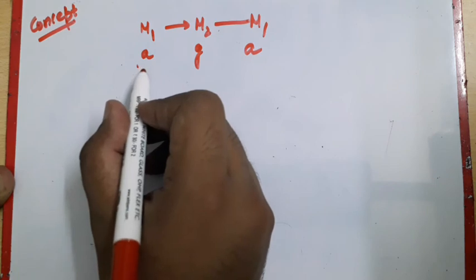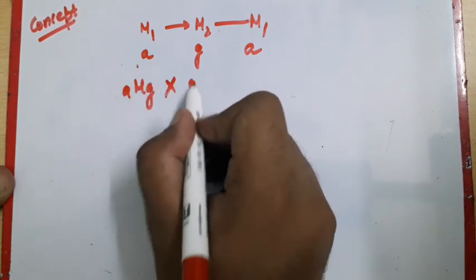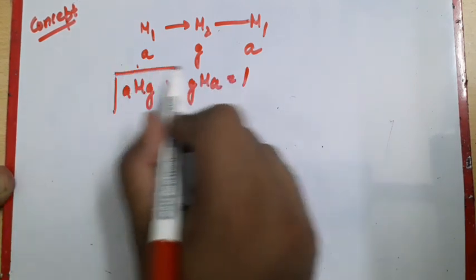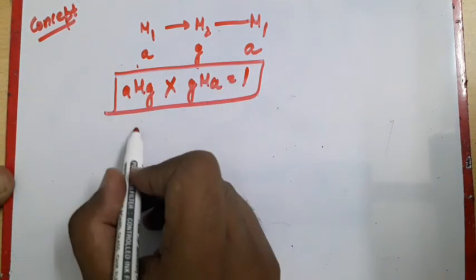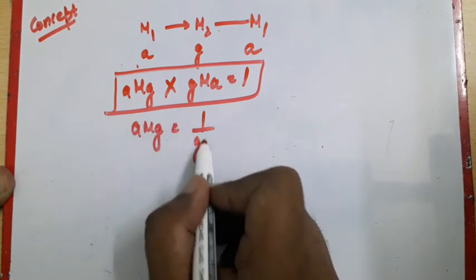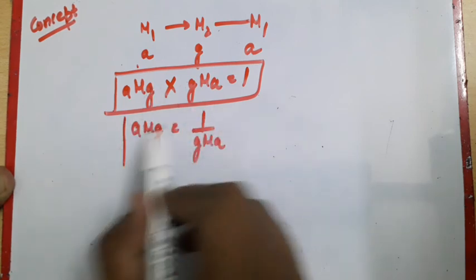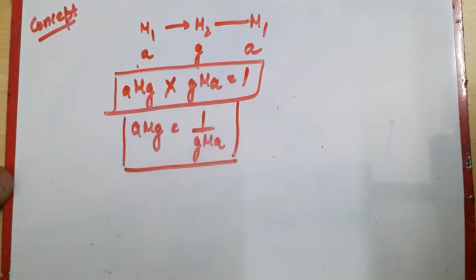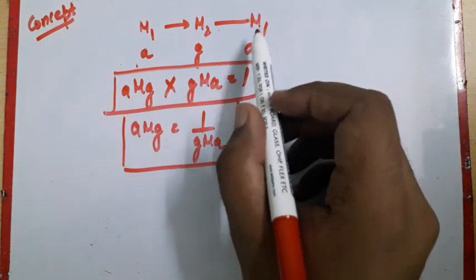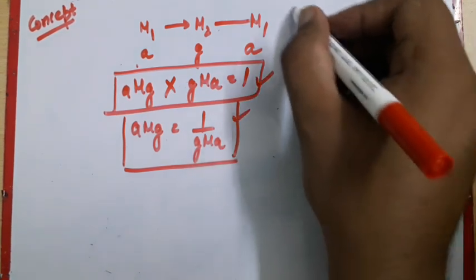So what you can do is, light going from air to glass, g mu a into a mu g is equal to 1. This relation is very important to know, right? So hence you can say that a mu g is equal to 1 upon g mu a. You can also say that g mu a has come downwards, right? So this is very important to understand, that light should come back into the same medium, then only it is applicable.